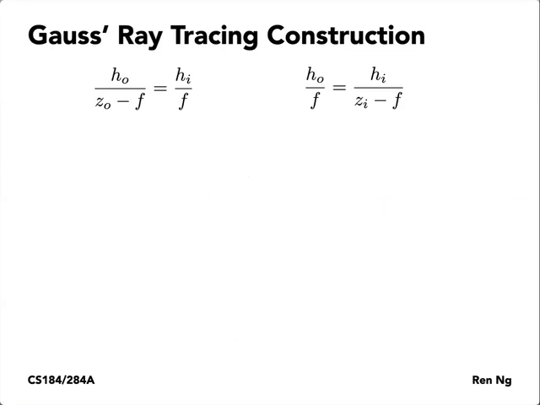That's it for the geometry flowing from this Gauss ray diagram. The next thing is we just want to simplify these equations to find the relationship we're seeking between z sub o and z sub i as a function of f. First of all, we can simplify them by moving some terms around to get h sub o over h sub i. It's going to be equal to z sub o minus f over f. And similarly on this side, we get h sub o over h sub i equals f over z sub i minus f.